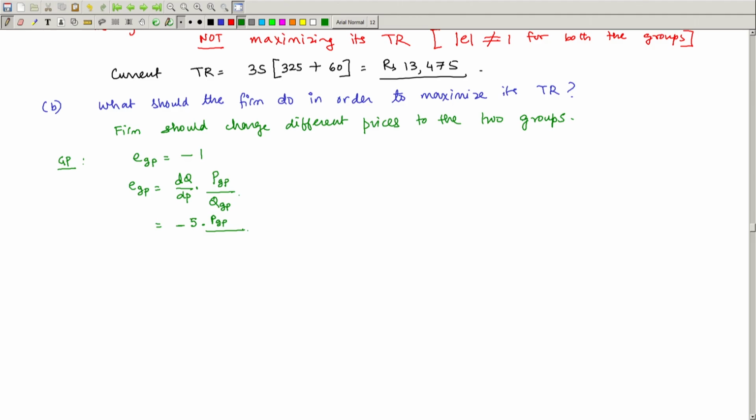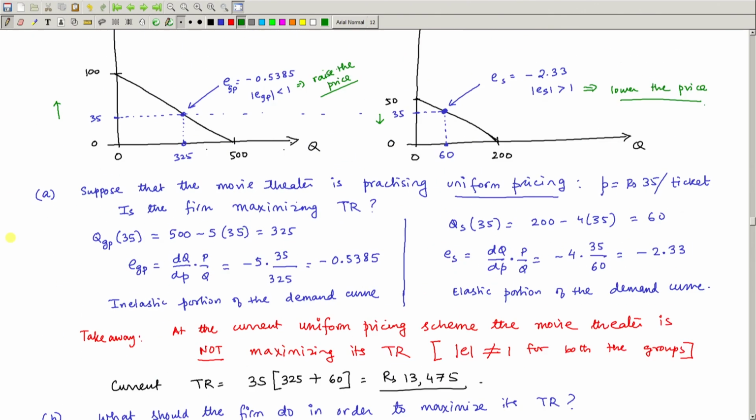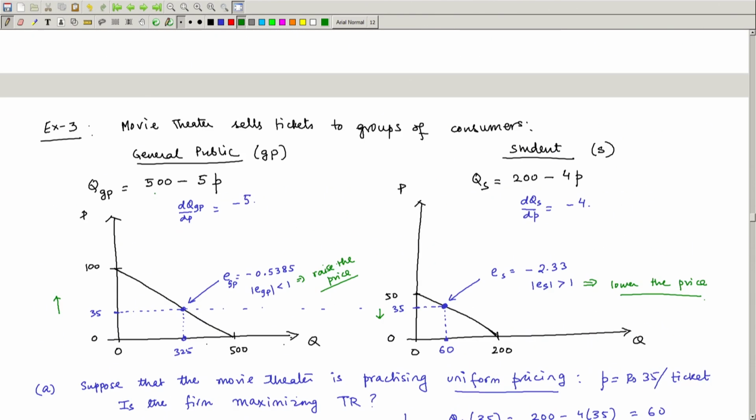Now, I want to solve for the price. I know that the quantity demanded is related to the price by this equation, 500 minus 5 times P. So, if you told me that the price was 20 rupees per unit, the corresponding quantity demanded would have been 500 minus 5 times 20, which is 500 minus 100, 400 tickets.